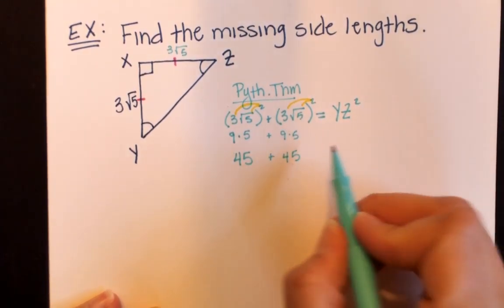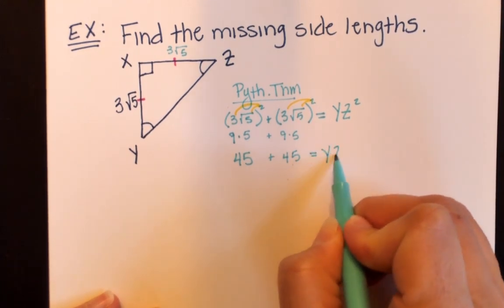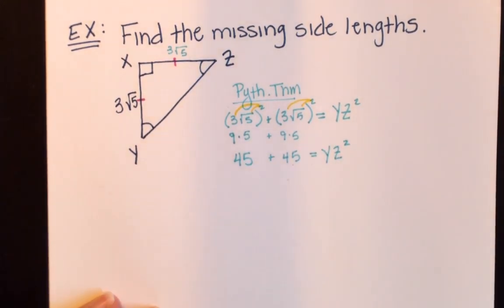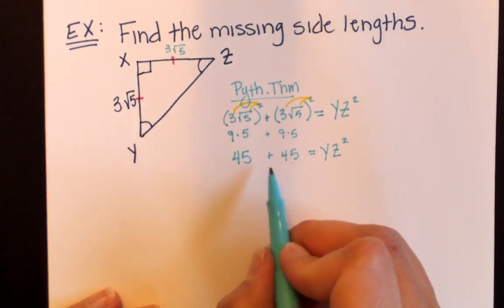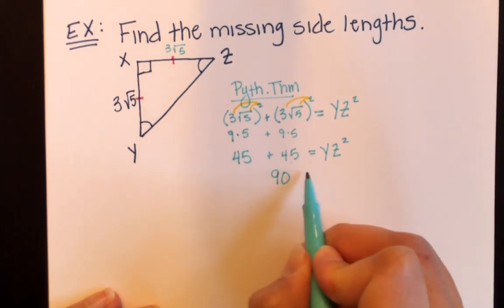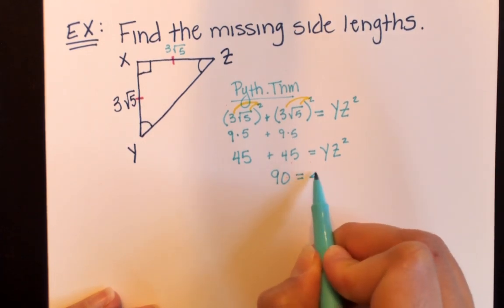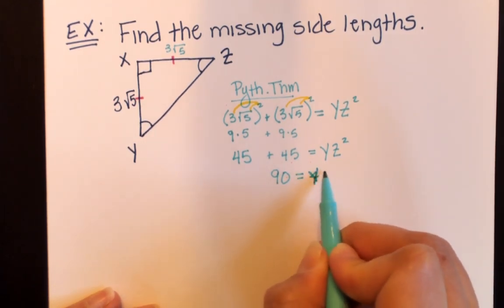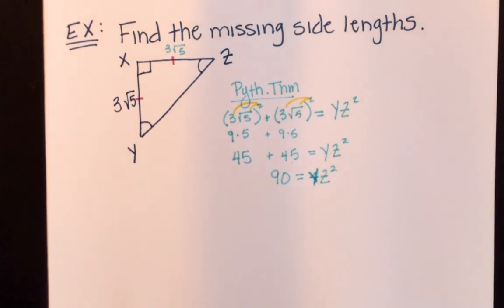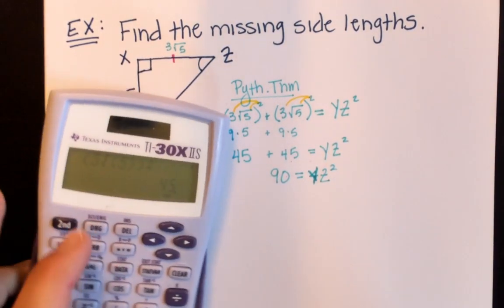So we end up with YZ squared is 45 plus 45. Well, 45 plus 45 is 90. And here's where we have to then simplify. And we have to think, what's the biggest perfect square in 90?